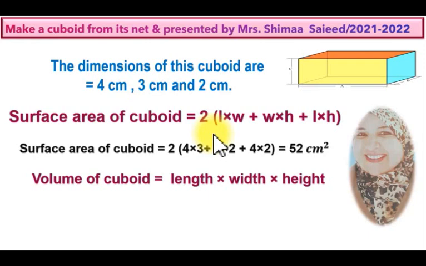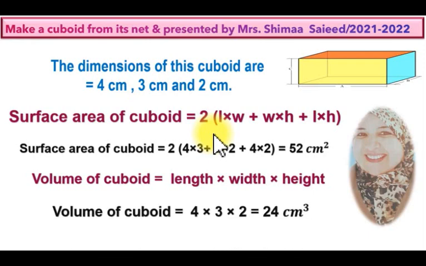Again and again, I'll say that the dimensions' unit is centimeter, but the surface area is centimeter squared. Pay attention. What about the volume of a cuboid? The volume of a cuboid equals length times width times height. So we multiply 4 by 3 by 2 to get 24 centimeters cubed. This is the unit of measuring volume.